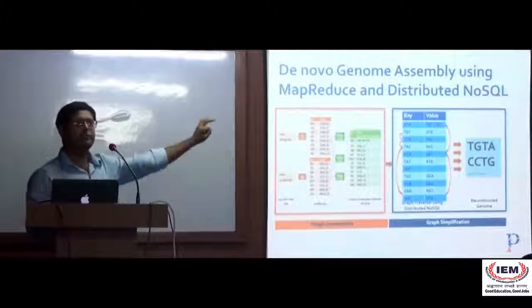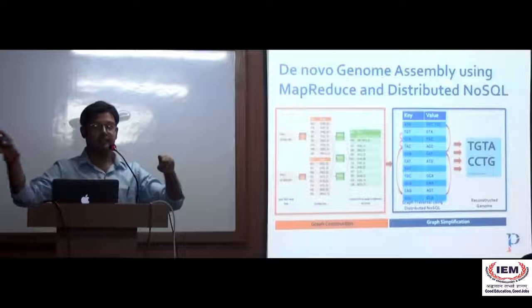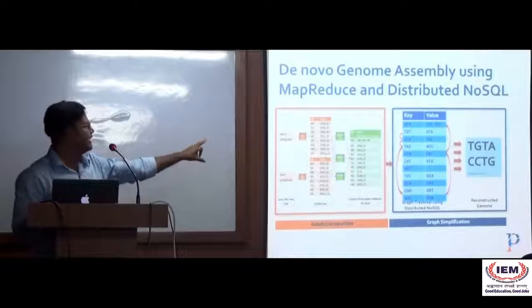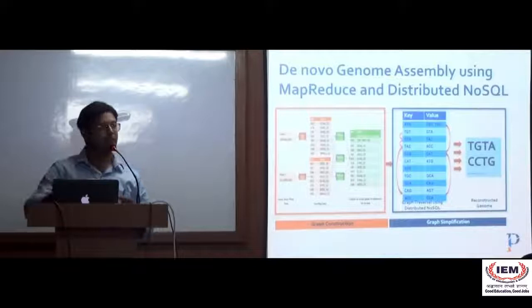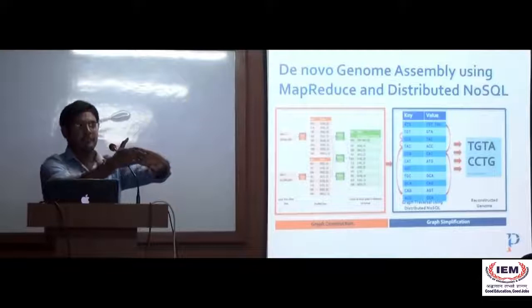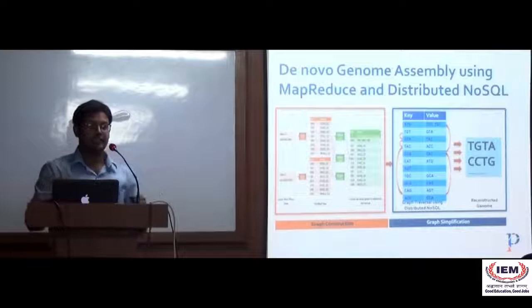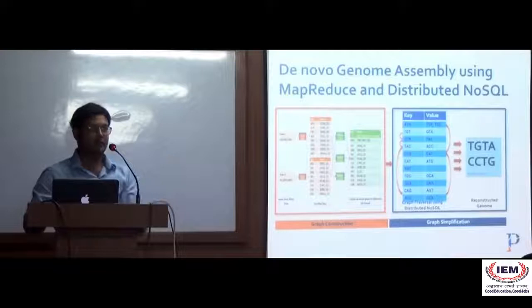Now, compression of a graph, that I have told, means you need to traverse the linear chain. That typically can be done using a hash table. So let's start from this TGT, let's start from this vertex and then go to the next stage and then again search for the next vertex. Then again search for the next vertex. In this way, you can easily traverse the entire linear chain and you can compress the entire chain into one single vertex. And that is going to give you the entire reconstructed genome. That part is normally known as graph simplification. And this is a NoSQL based or hash table based approach for graph traversal.